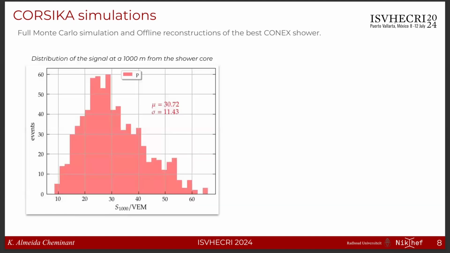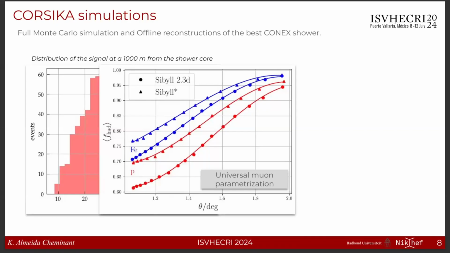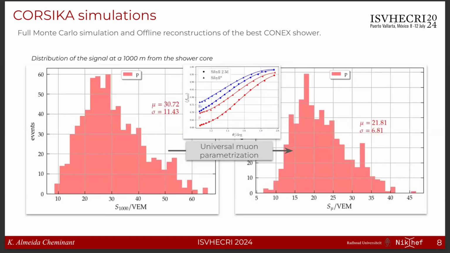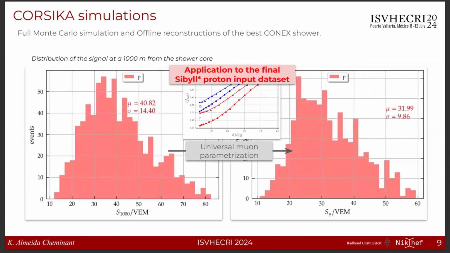So what I'm showing now on the left is, once you've done this full Monte Carlo simulation, you have this S1000 again for your simulated data set, which is represented by this distribution on the left. But what we're really interested in is the muon signal, not the total signal. I mean, the total signal, of course, but the muon signal is also something we need. So we apply this universal muon parameterization, where essentially it will tell you, for your total signal, what is the fraction of the muons as a function of the primary that you're considering, so iron or proton, the hadronic model that you're using, but also the zenith angle of the shower. When you do that, you can retrieve the distribution of your S mu, of your muon signal. And you can do exactly the same.